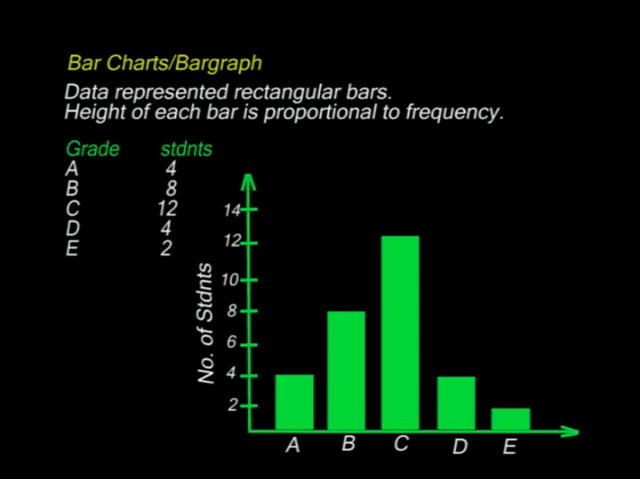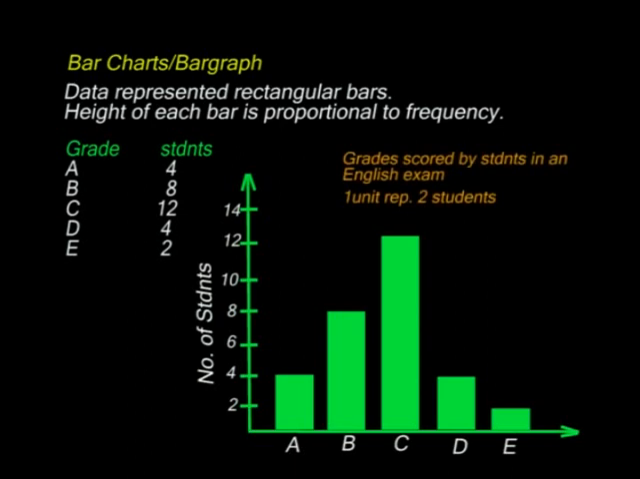Now you must always give your graph a title, label the axis and state the scale. Now with my bar graph there, I could give it a title like a bar graph representing the number of students scoring respective grades in an English exam. So my scale on the y-axis is that 1 unit represents 2 students. Maybe on your graph paper you can say 1 centimeter represents 2 students. On the x-axis, the bars are the same. You can say 1 centimeter represents 1 grade.